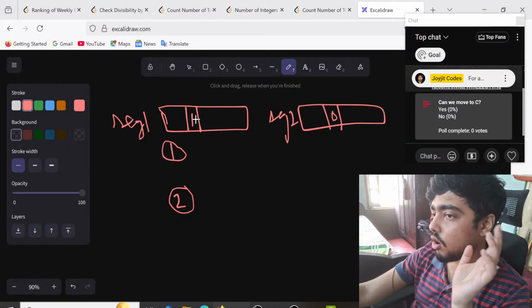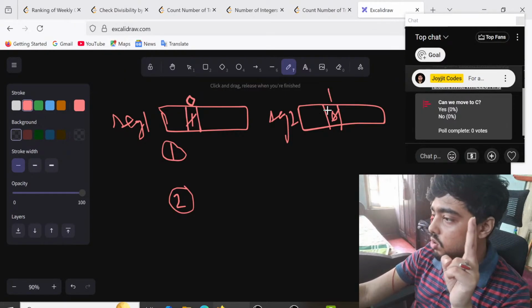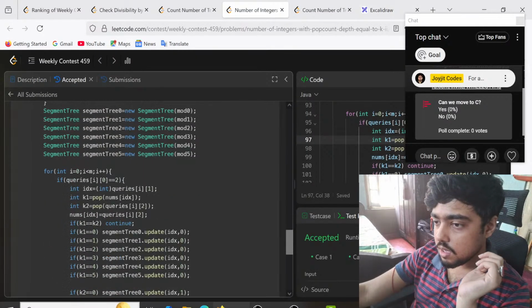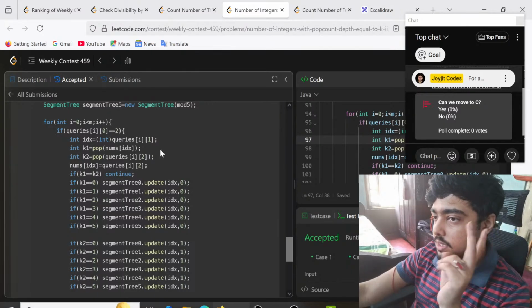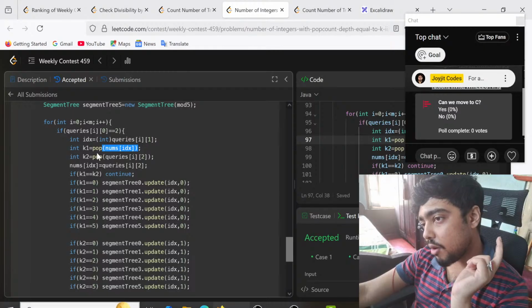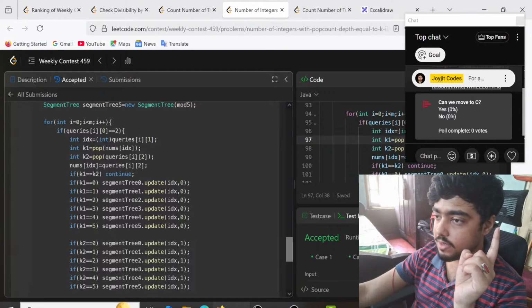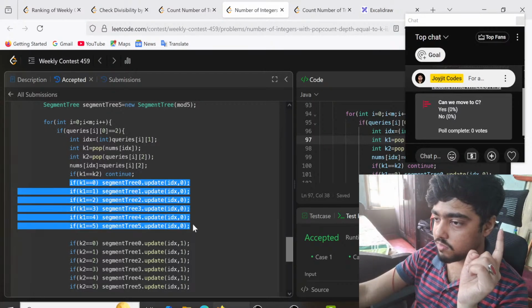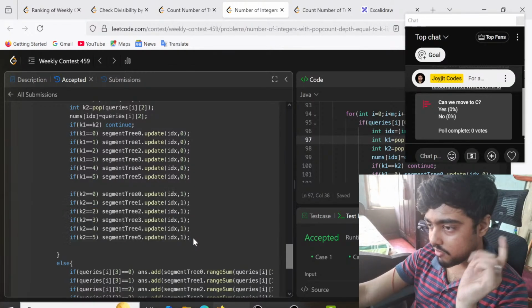So what is now my operation to do? I'm going to update this 1 to 0 and this 0 to 1. So there are total 2 updates. Whenever I'm getting 2 and I want to update it, one is the initial value of the pop depth and the other is the new value of the pop depth. Whatever the initial value was, it will become 0, so this is the update part of 0. And whatever the new value will be, it will become 1, so this is the update part for the new value.